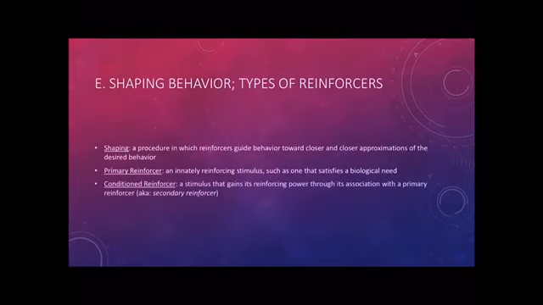A primary reinforcer is a stimulus that is innately reinforcing. You don't have to teach it to be reinforcing. A great example of that is food. You don't have to teach people that they should want food. That's just biological. It satisfies a biological need. Another primary reinforcer might be sleep, right? That satisfies a biological need. You don't have to teach someone that they should want to sleep.